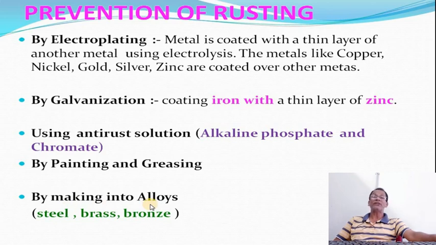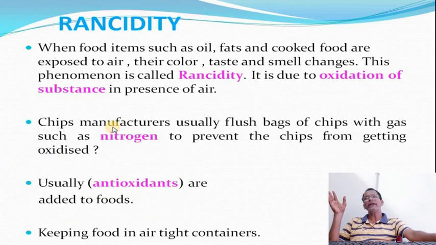Then making into alloys. If metal is converted to alloys, for example, iron converted to steel, stainless steel, then what happens? Rusting will be slow. Rusting will be prevented. Steel, brass, like this. When we convert to steel, brass and bronze, rusting will be prevented. So when metal is converted to alloys, then rusting will be slow. Okay. Then another very important thing is rancidity.